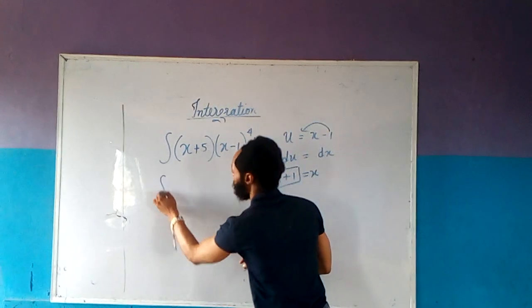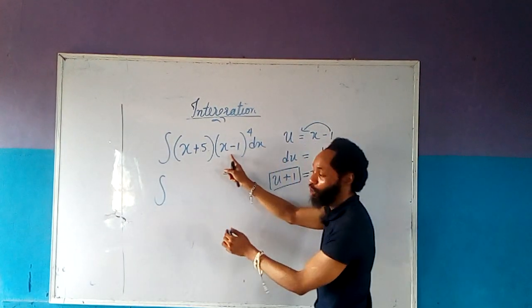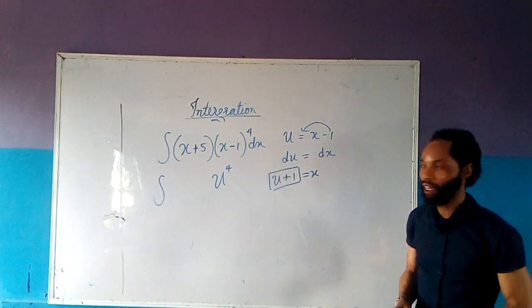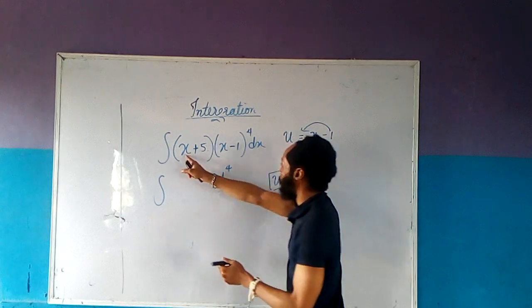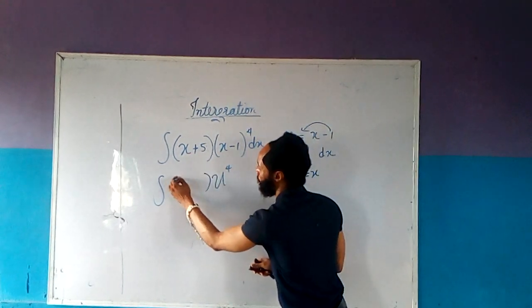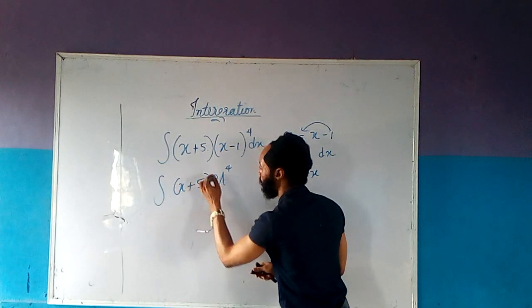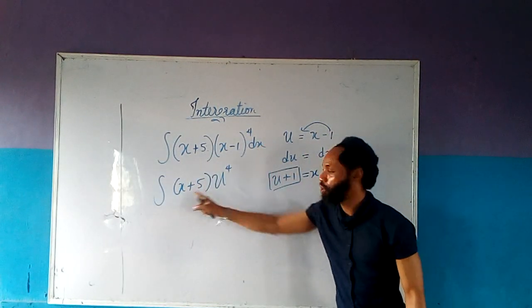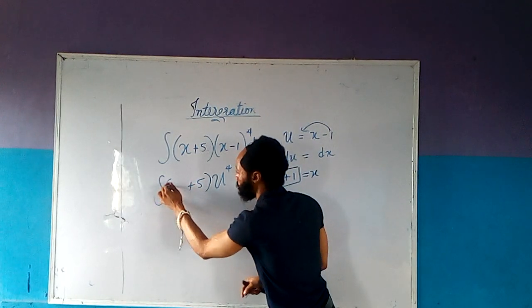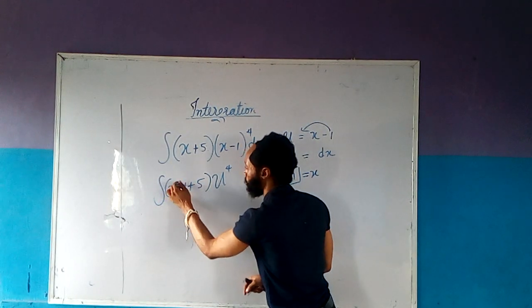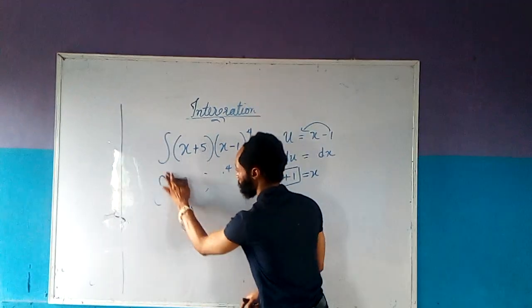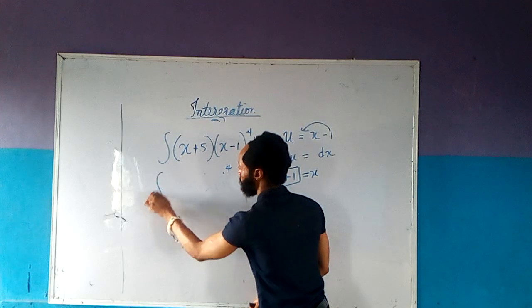So let's do it. We have what? This is our u, so we say u raised to the power 4. We don't want to forget that. Then remember, x is what? u plus 1. I was supposed to write x plus 5, but x is u plus 1. So I'll write (u plus 1) plus 5. Let me make it bigger.